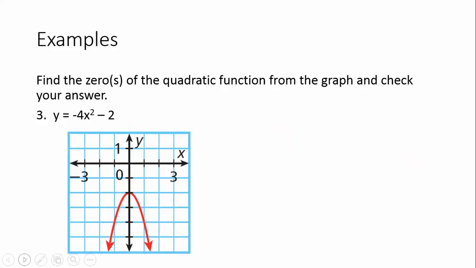Now we have y equals -4x squared minus 2. So you can see the parabola here has been graphed. It's a downward opening parabola. Remember that the a is negative, so that's how we can tell it should be downward opening. And this graph actually does not cross the x-axis. You can see it starts below the x-axis and then it continues downward. So it's never going to cross the x-axis. So here we have no zeros. And there's nothing to check.